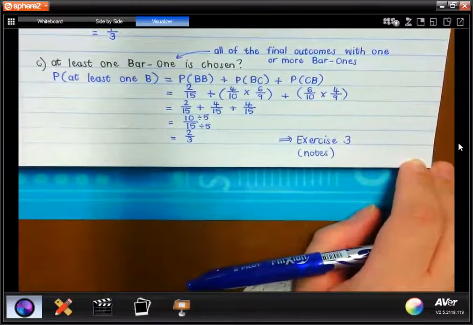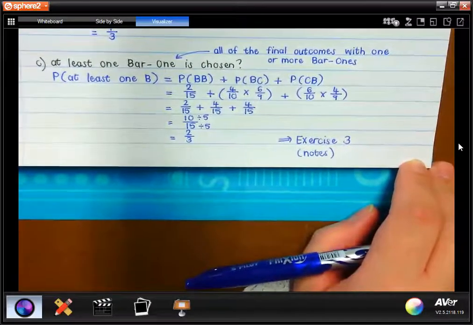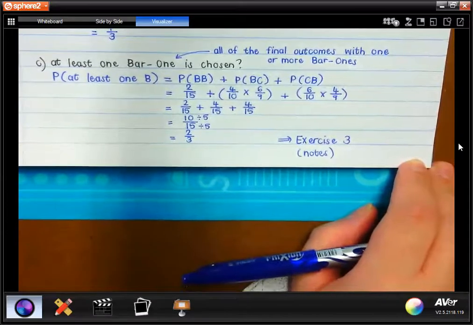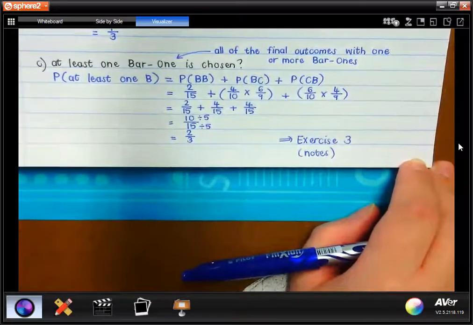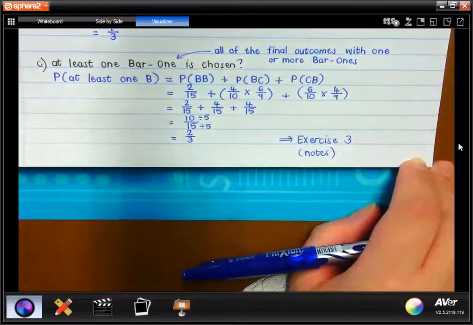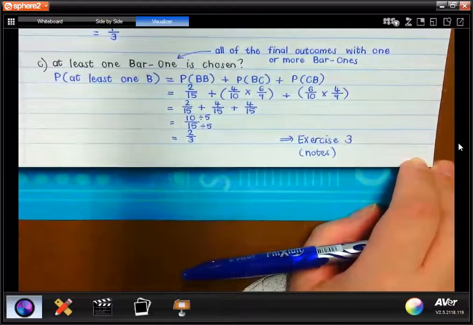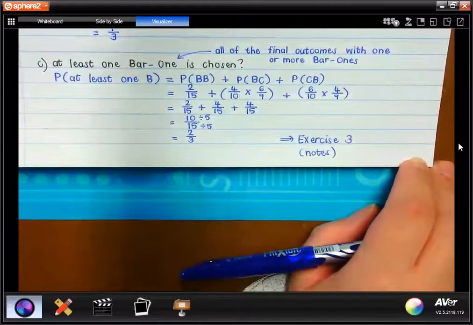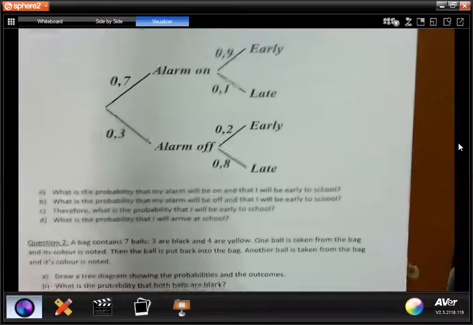This is due for Wednesday, please, guys. On Wednesday, we're marking this. We're doing two-way tables and some questions from another worksheet, and then we're done with probability. So if you can, study on Friday. Okay, put it on the board.